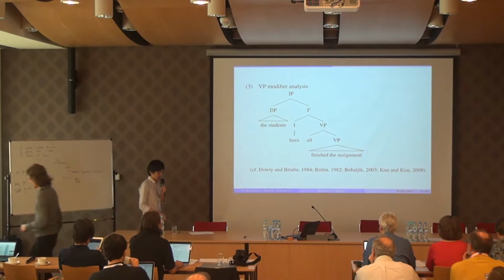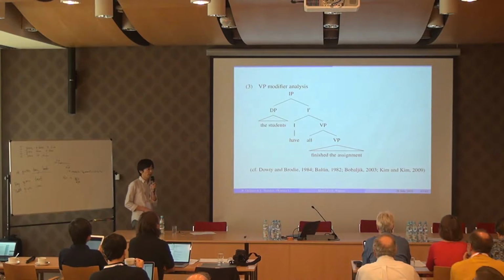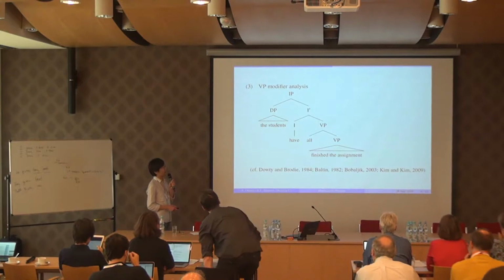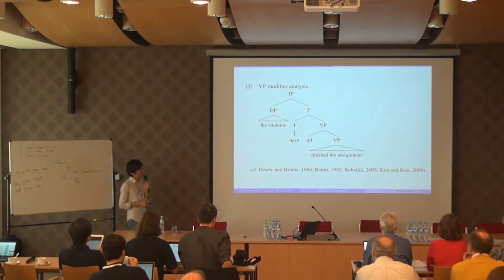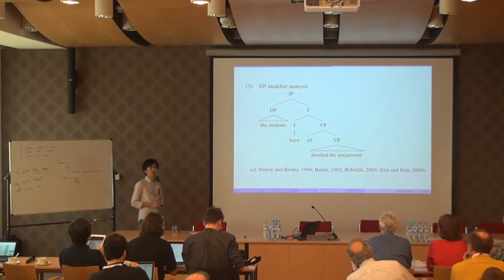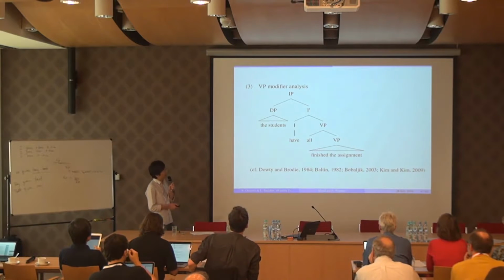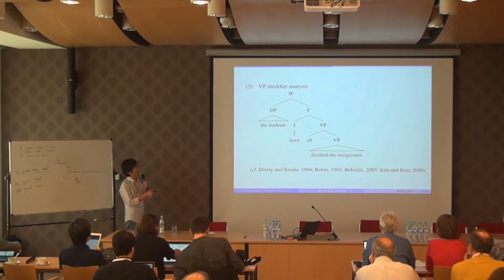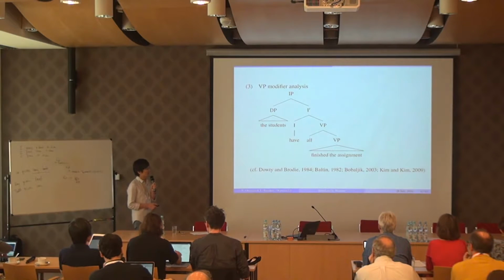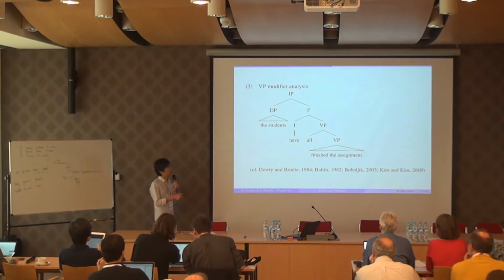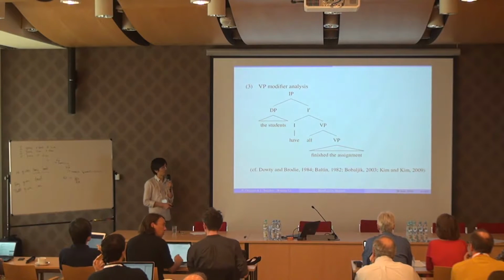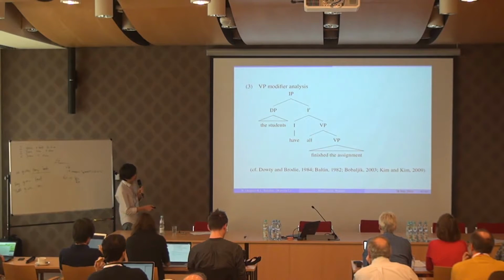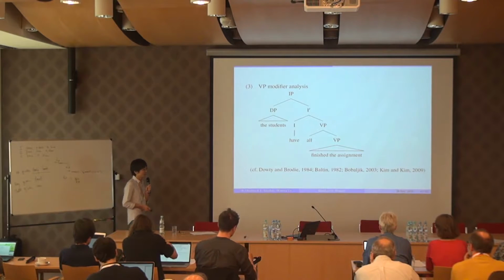Another well-known approach is called VP modifier analysis. In this type of analysis, the noun phrase and quantifier do not form a constituent, so they are separated from the beginning. The quantifier appears in the VP modifier position, the adjunct position, and then the subject appears in the spec IP from the beginning. So in this kind of approach, we need to make sure that the quantifier really modifies the subject noun in some way, at some level, but not at the syntax level. Right, and the HPSG analysis by Kim and Kim also adopts this kind of approach.